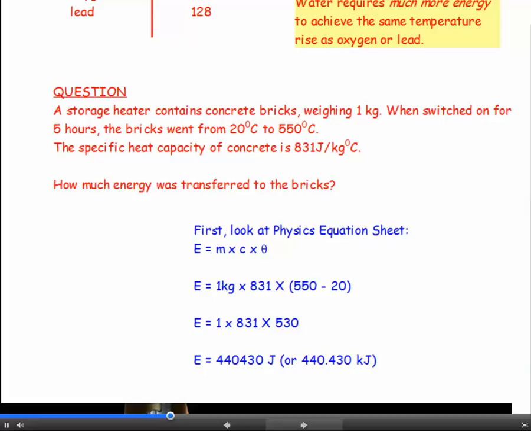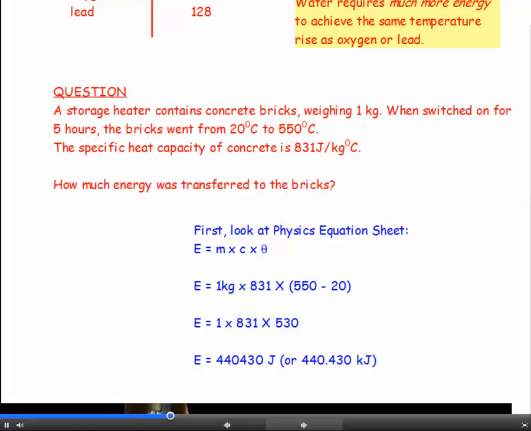So, m, that's the mass of substance. That's a kilogram, it tells you in the question. The temperature change, well, it went from 20 degrees to 550, so the temperature change is 530. That comes from the question. And the specific heat capacity, that's 831. That comes in the question.